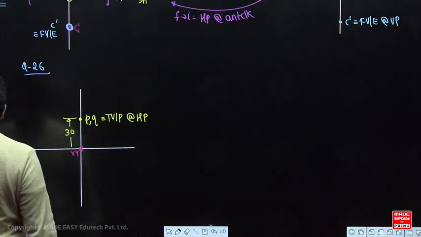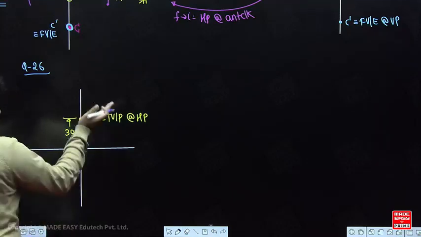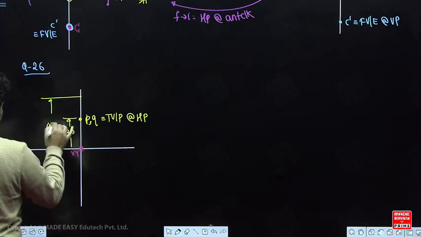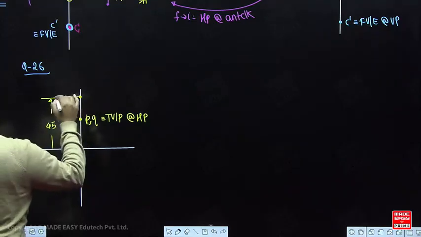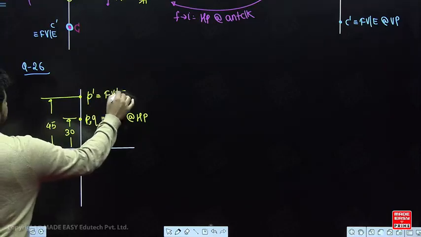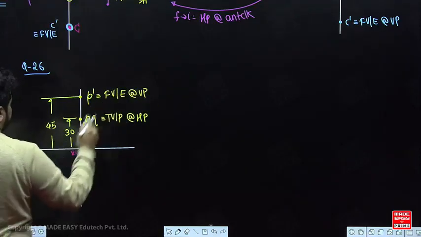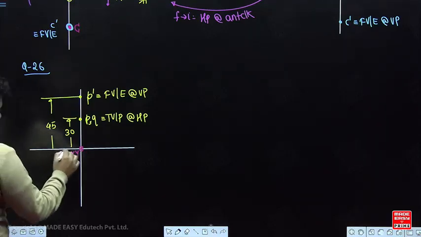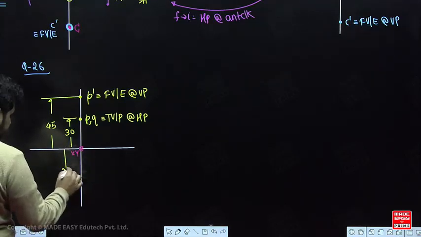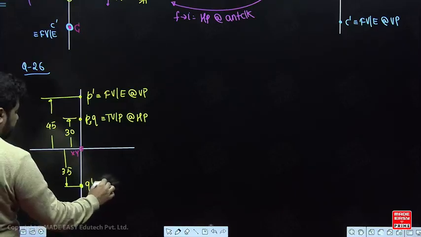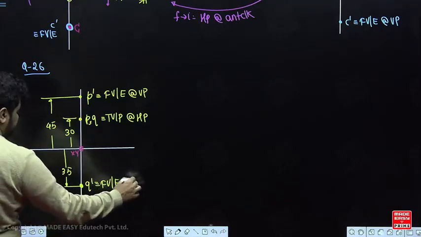The elevation of P is 45 mm above HP. Above HP means above xy line also, isn't it? So it is saying that the elevation of P, that is P dash, the front view or elevation where you will get at VP, is 45 mm above xy line or HP, while that of point Q is 35 mm below. This is your 35 mm below. This is your Q dash. So this is the front view or elevation where you will get at VP.